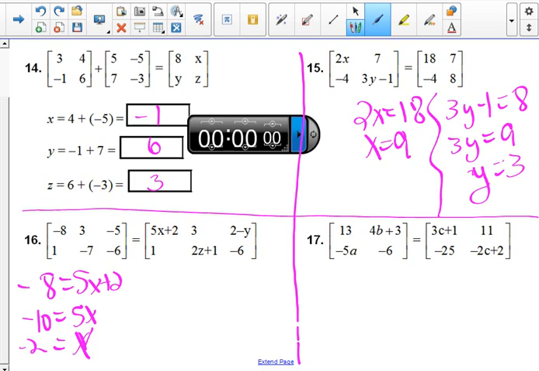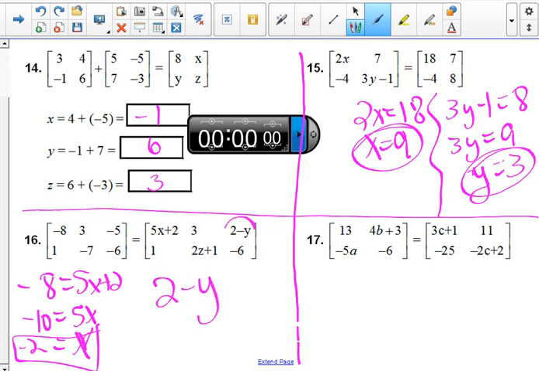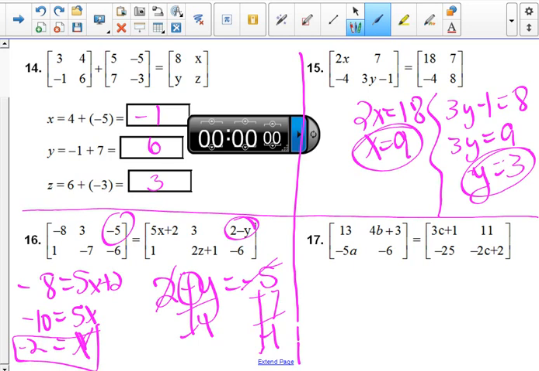So for 15, what did you get for x? 9. And y? 3. Good. And then 16, x is equal to? -2. Did anybody get y yet? 7. Okay, let's see if that's what I got. Yes. So we've got 2 minus y equals -5. Subtract 2 from each side, and you get -7. And now you've got to clear the negatives. So divide each side by -1, and you get that y is equal to +7. So y is +7.